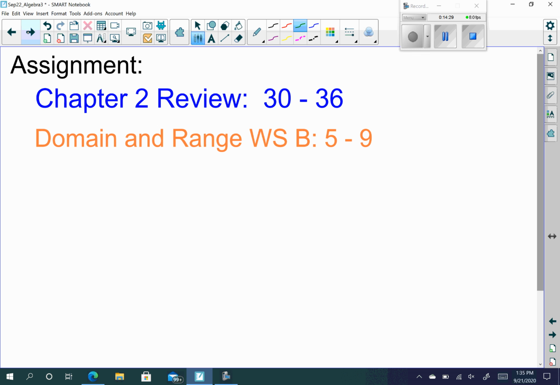All right, so Chapter 2 study guide, I'm going to call it Chapter 2 worksheet, Chapter 2 review, whatever. It's still the same worksheet that I assigned yesterday. Just do problems 30 through 36. Please read over the directions carefully, and then finish up that domain and range worksheet B, 5 through 9.